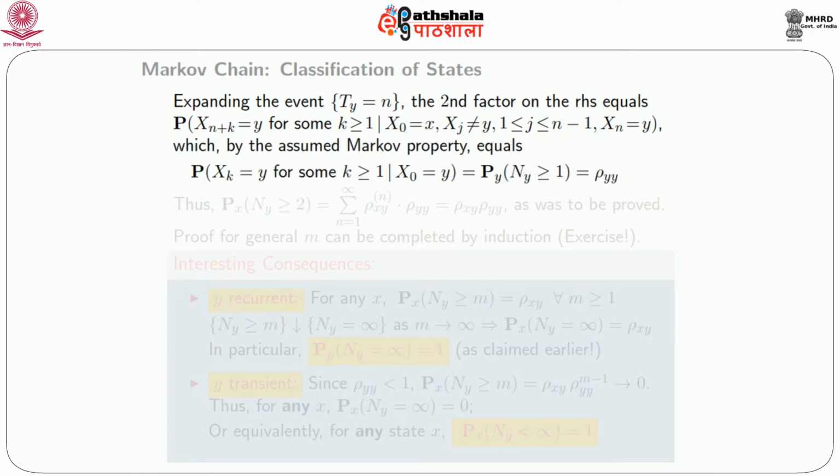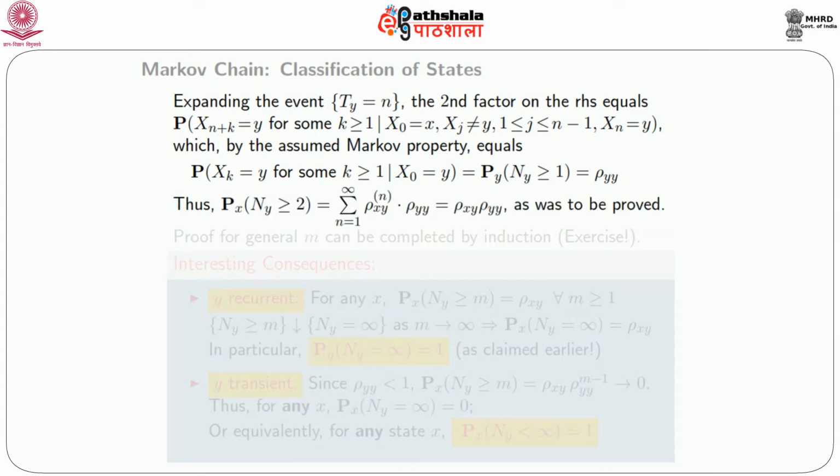Now, by the assumed Markov property, this clearly equals the conditional probability that X_k equal to y for some k greater than or equal to 1 given X_0 equal to y. Because you are conditioning on X_n equal to y and the history of the past, and the event whose conditional probability you are interested in is an event of the future after n. So therefore the Markov property applies, and we end up getting this, which of course is the same as P_y probability that N_y is greater than or equal to 1, which is rho_yx.